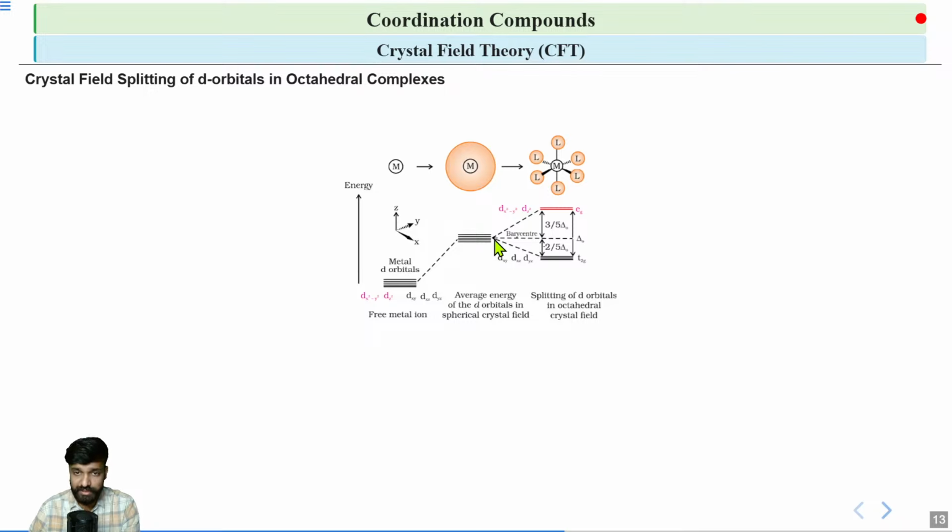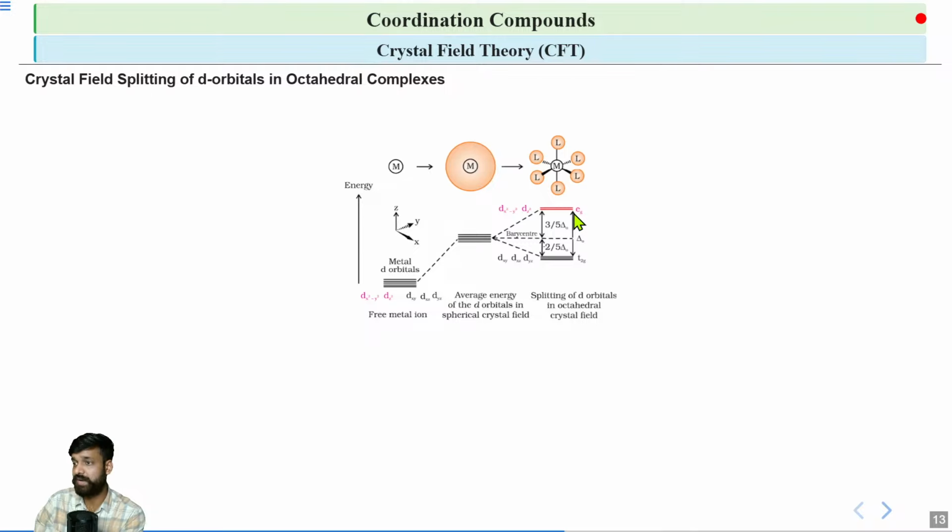So this is known as the barycenter, the middle energy, and the energy difference between these two sets is delta O. Now from this point to the upper part it is 3 by 5 delta O, from this point to the lower part it is 2 by 5 delta O, and if you add both of them together it will be 0.